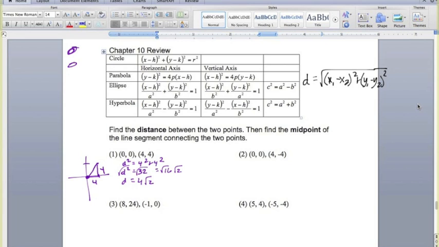You also, for the problems, need to give the midpoint. The midpoint is adding together the x's and divide by 2, comma, adding together the y's and divide by 2. So that gives us a midpoint value of 2, 2.